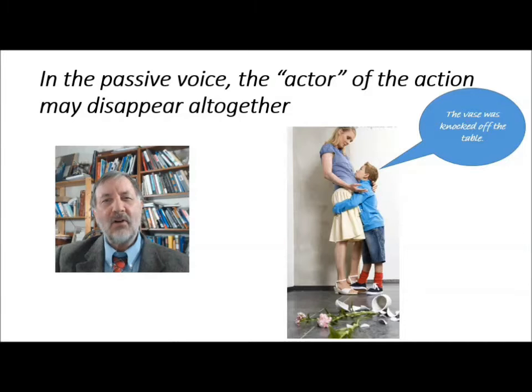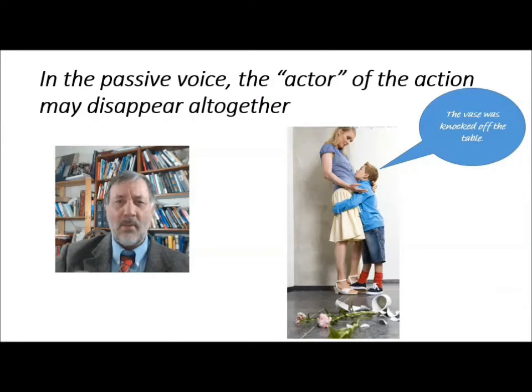And very cleverly, as children are, you said, the vase was knocked off the table. So you notice how in using the passive voice, you would have managed to avoid saying who precisely knocked the vase off the table. Well, that's what the passive voice allows you to do.